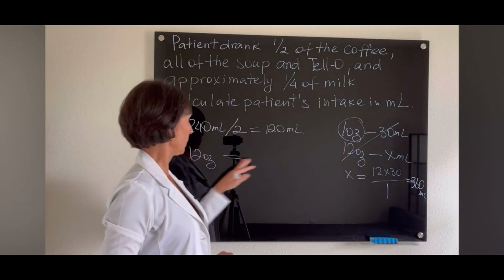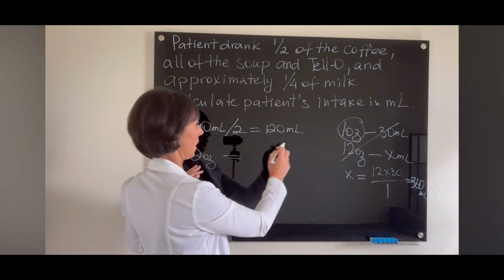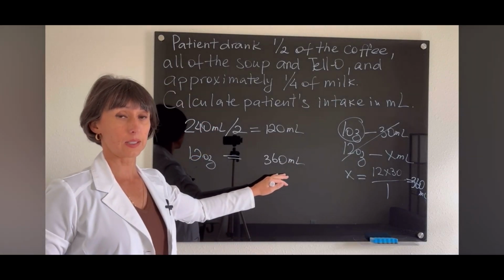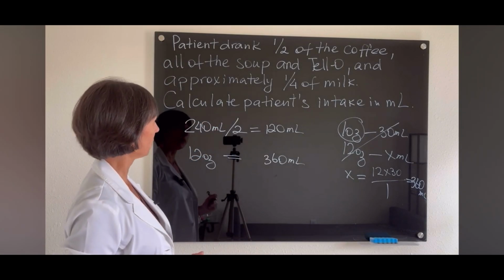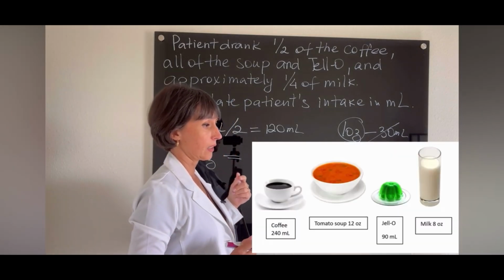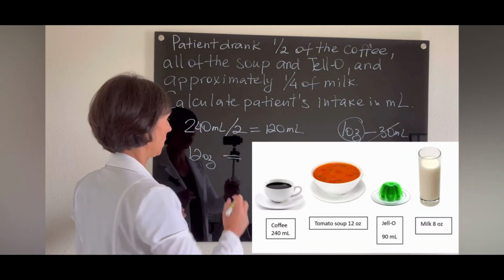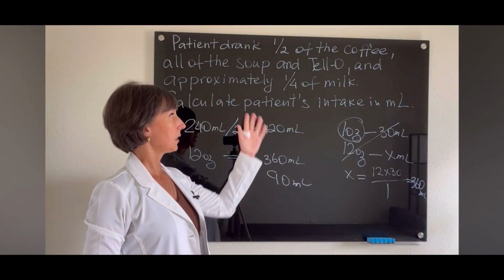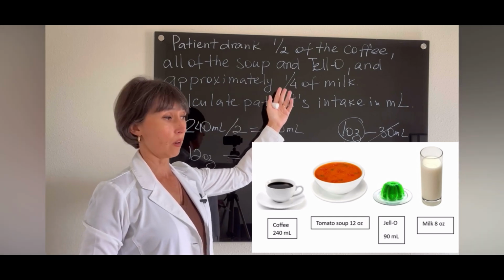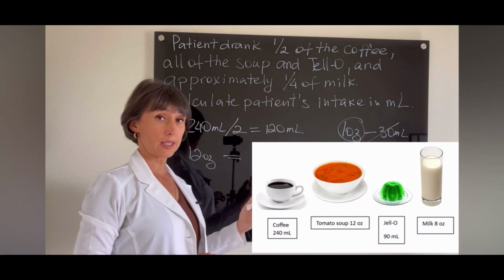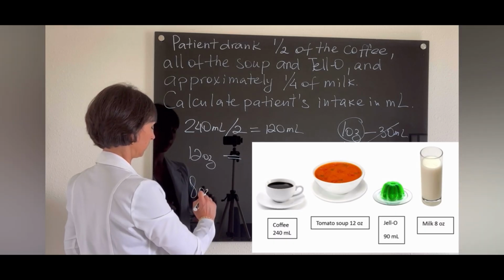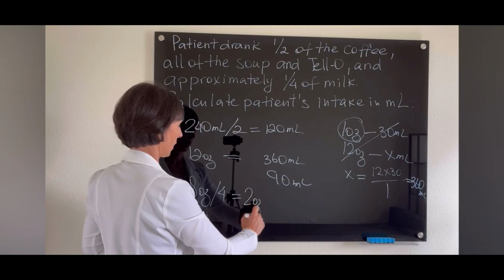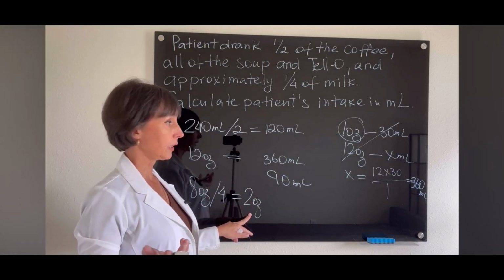milliliters. So my 12 ounces of soup is now 360 milliliters. Next, jello. The patient ate the entire thing of jello, and it's 90 milliliters. And the last thing to add is our milk. The patient drank about a quarter of milk, and the milk is an 8 ounce glass. Divided by 4 is 2 ounces. What is it in milliliters?